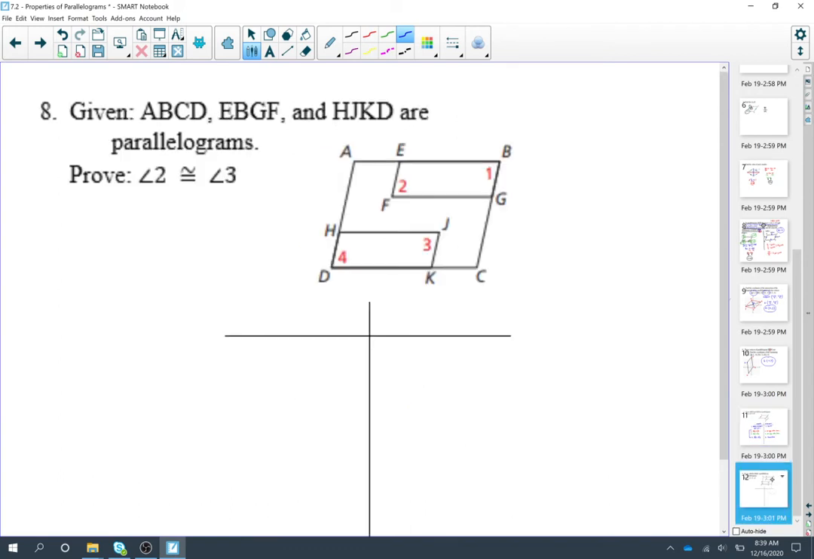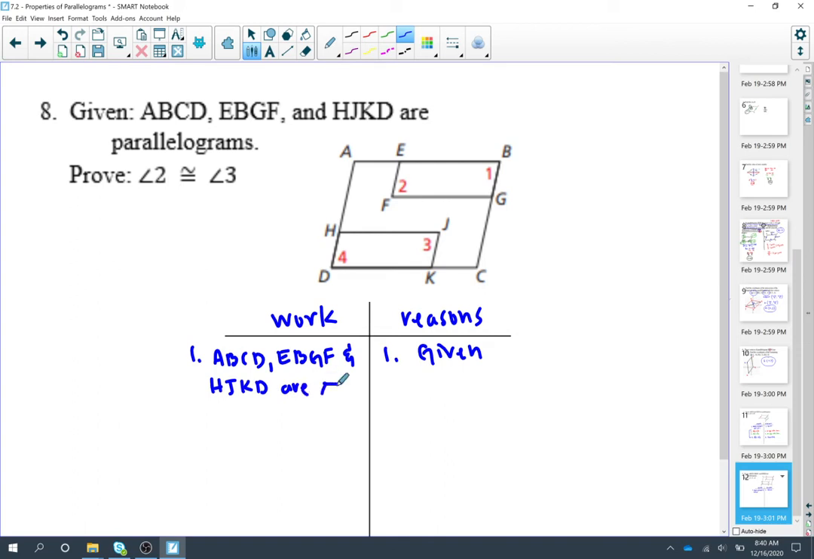Number 8, another proof. So I'm going to set it up and then we'll go look at it. One is always your given. And this time we're given 3 parallelograms. So we're given ABCD, EBGF, and HJKD are parallelograms. Now let's actually go look at that.